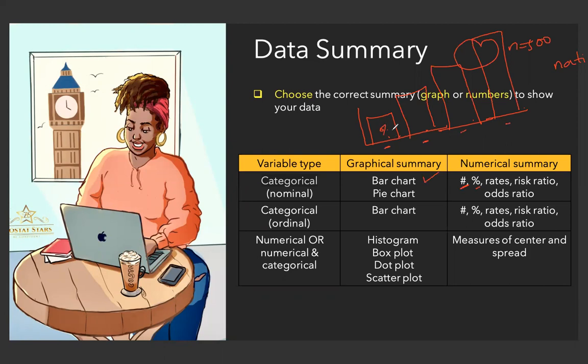Like what is the percent of people who are Qataris? What is the percent of people who are Americans, for example? What is the percent of people who are Syrians? Or what is the percent of people who are Indians? So I can also give you this information. Then, like we're going to talk about later, we can also give you risk ratio and odds ratio. But this we're going to talk about later. But what I want to tell you is, depending on the type of variable I have, for example, categorical nominal, I could use a bar chart.